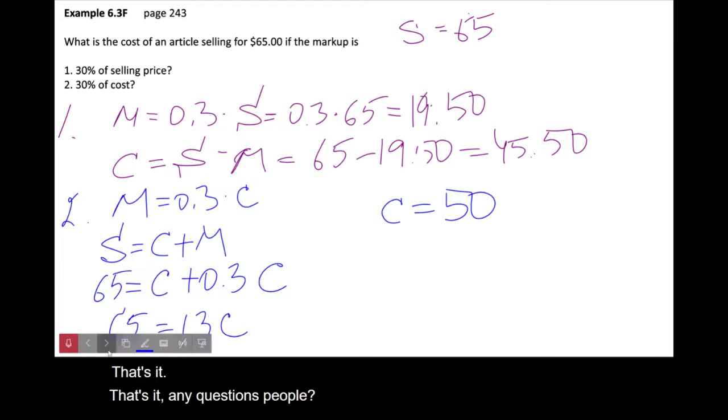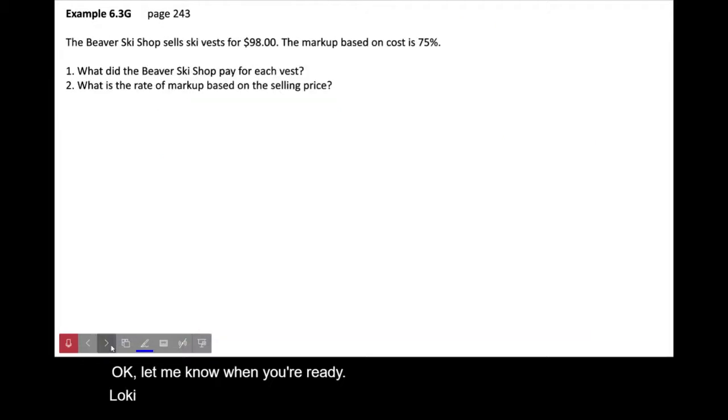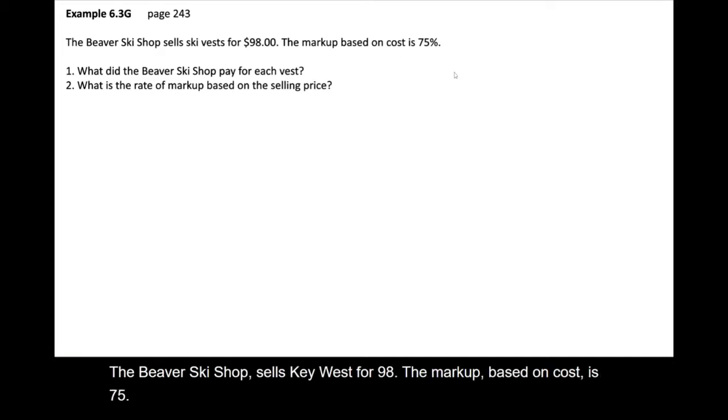Okay, can we continue? Let me know when you're ready. The Beaver Ski Shop sells ski vests for 98. The markup based on cost is 75%. Two minutes, guys. Go ahead. Do it.